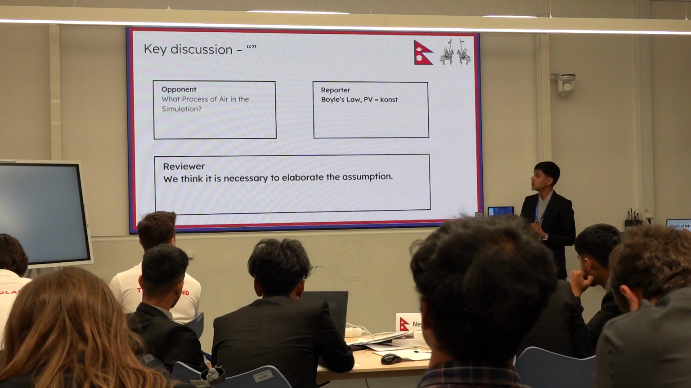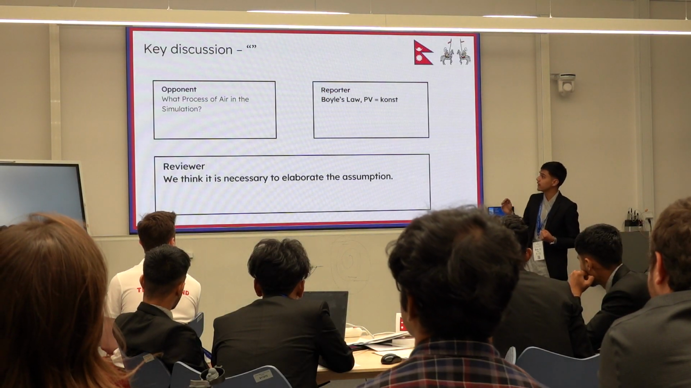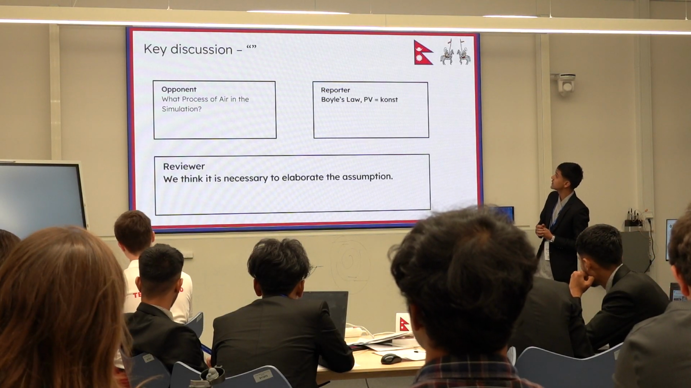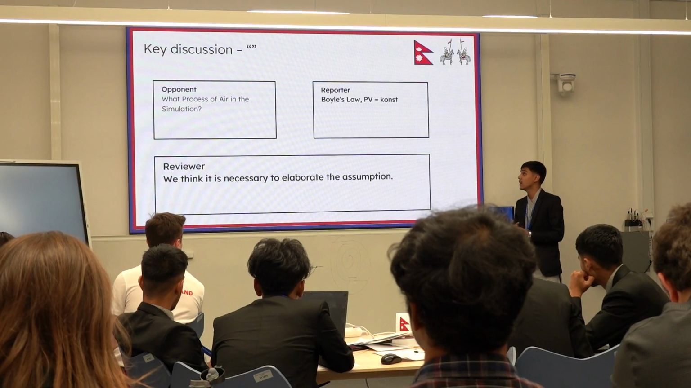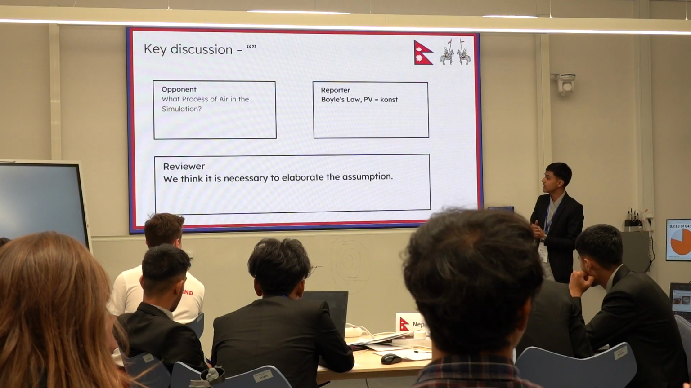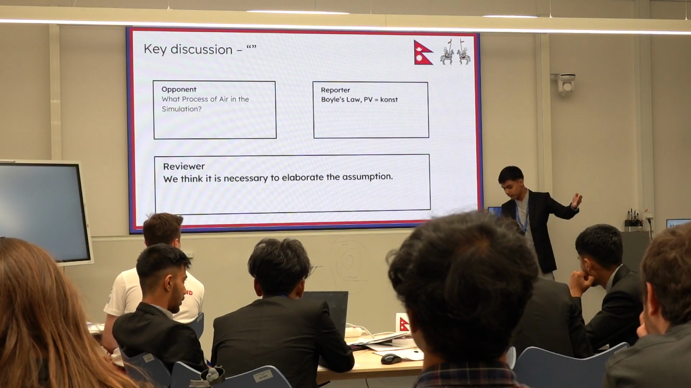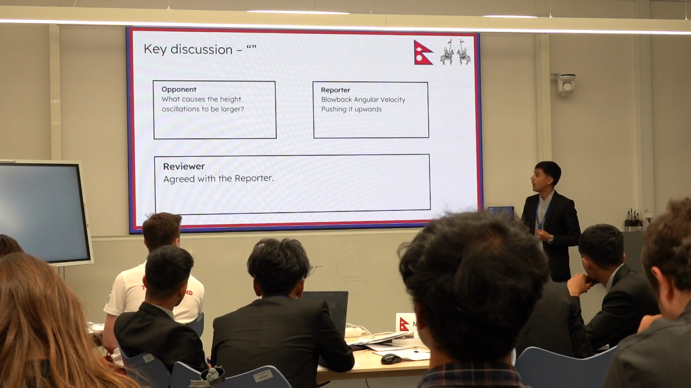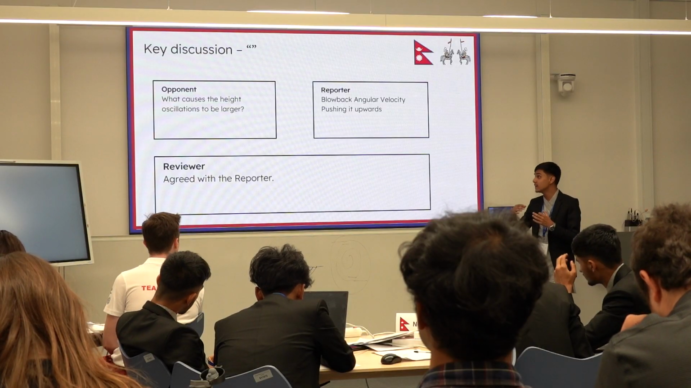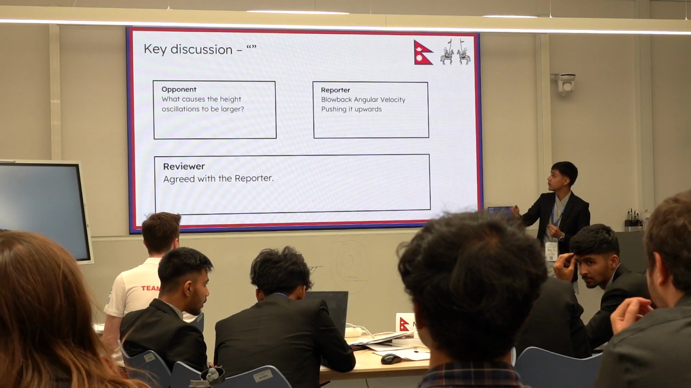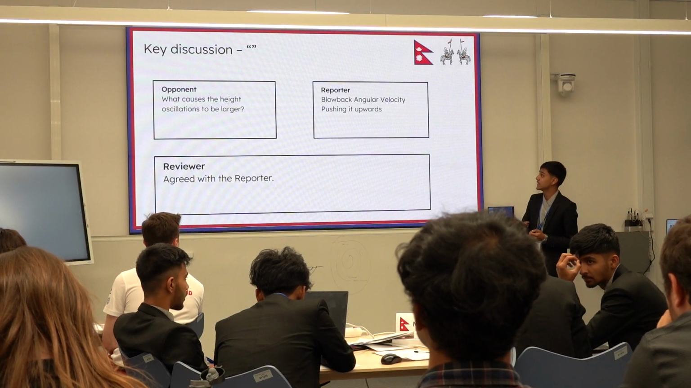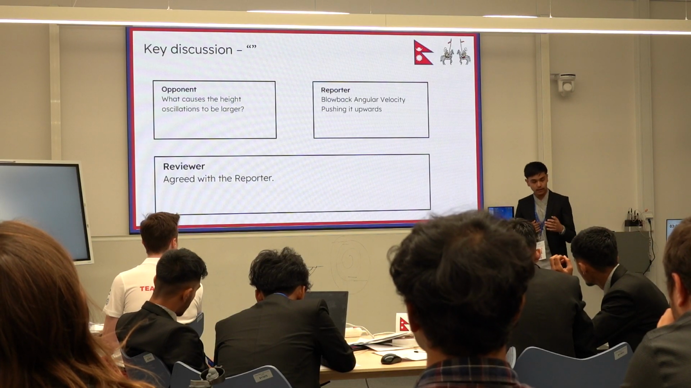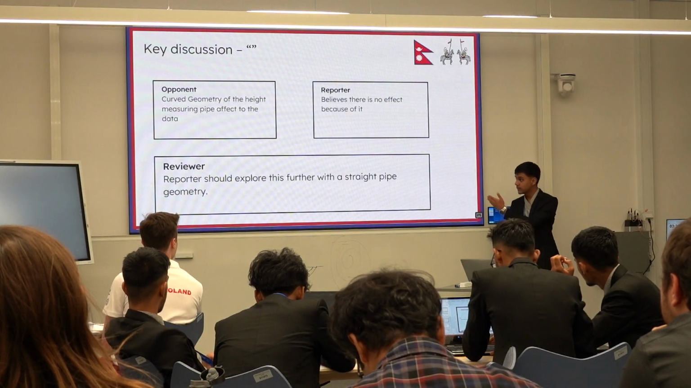And the opponent also asked what process of air was in the simulation, and the reporter's answer was Boyle's law, that is PV was constant. And we think it is necessary for them to elaborate on this assumption. The opponent also asked what causes the height oscillations to be larger, and the reporter replied that the blowback from the angular velocity was pushing it upwards, and we agree with the reporter on this approach.